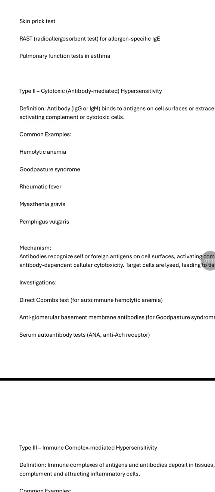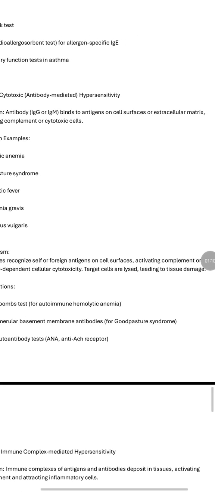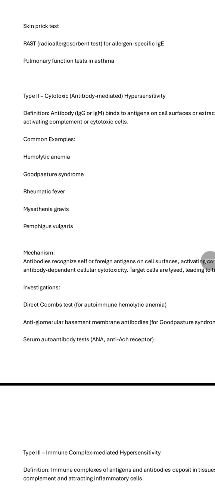These antibodies bind to antigens on cell surfaces or extracellular matrix, activating the complement system or also activating the what? The cytotoxic cells. Remember about the complement system that we have: either the classical pathway, the alternative pathway, as well as the what? The lectin-mannose binding pathway. Now, if we're dealing with antibodies, which pathway is being activated? It's going to be the classical pathway, the one that is mediated by the antibodies. And these antibodies can either be IgG or IgM.